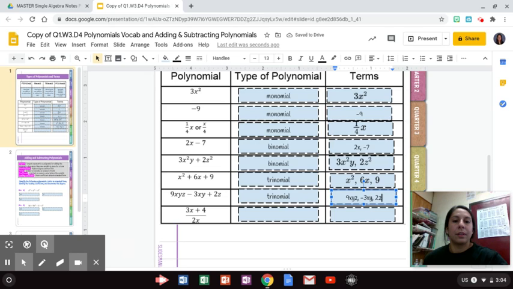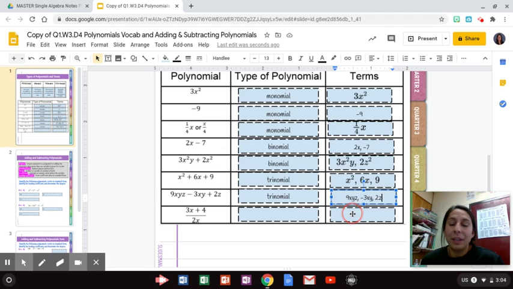Okay, let's look at what I typed in over here for my terms. I put the 9xyz, and then I put a minus 3xy. Remember that symbol has to go with it because it's a minus or a negative. It has to stick with it. And then a 2z. You could put the plus 2z, but you don't have to. It's just positive 2z.